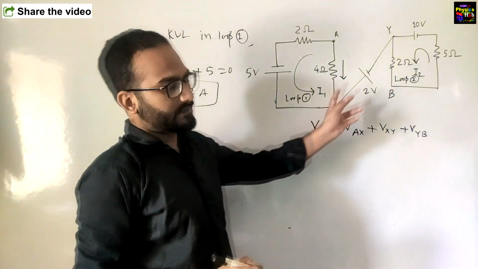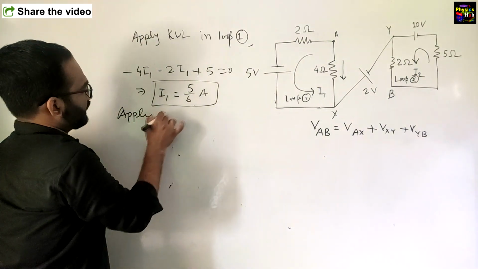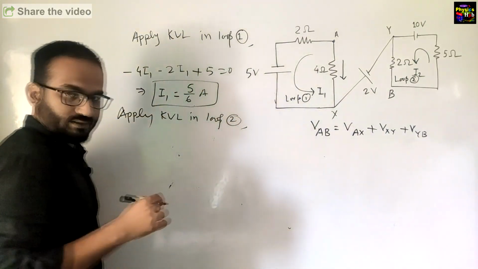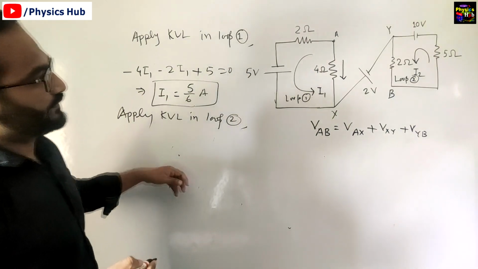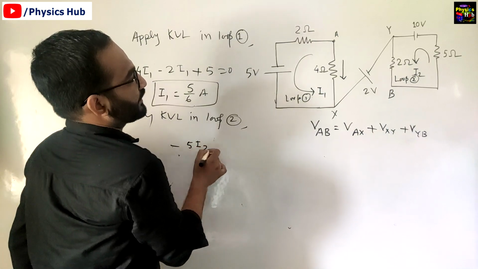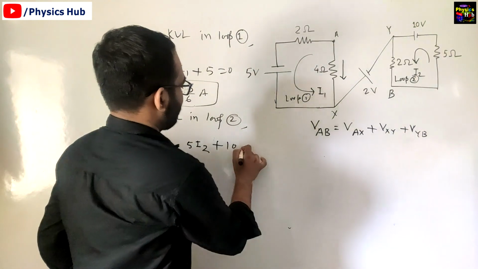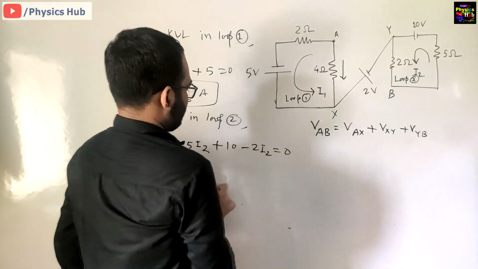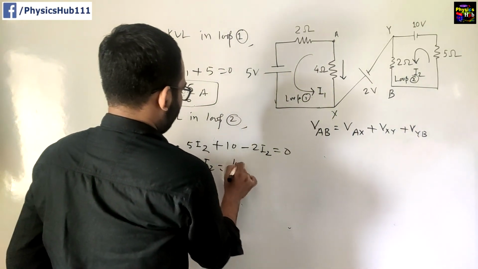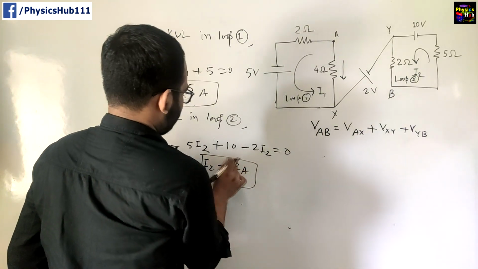Let's consider the second loop, loop 2. Apply KVL in loop 2. The current direction gives minus 5I2. Negative to positive is positive, plus 10. Then it is going in the direction of current, so minus 2I2. This equals 0, and from here we get the value of I2 equal to 10/7 amps. So we are getting these two values.